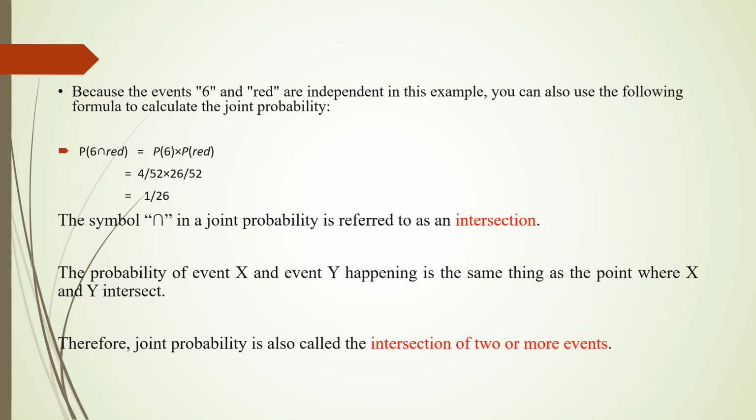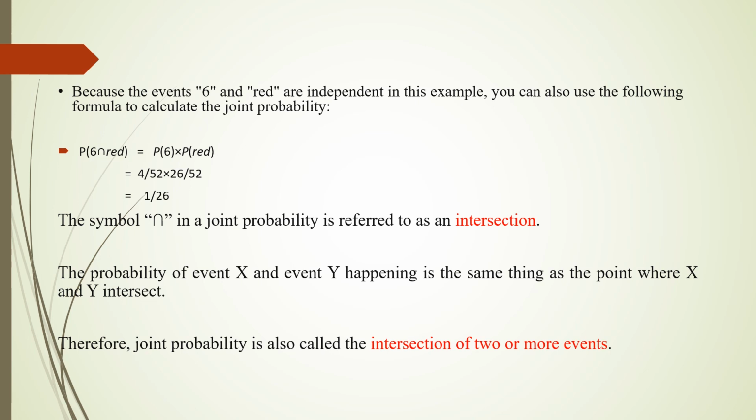In this example, you can also use the following formula to calculate the joint probability. So probability of 6 intersection red equal to probability of 6 into probability of red equal to 4 by 52. 4 means how many sixes are there in the cards? 4, right? 2 black color and 2 are in red color. So 4 by 52 into red. How many red color cards are there in the deck of cards? 26. So 26 divided by 52 equal to 1 by 26.